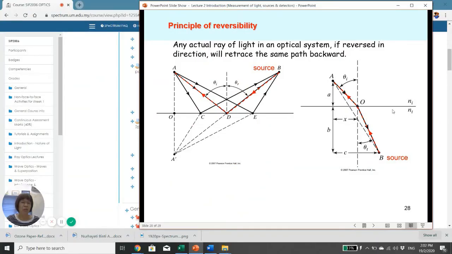If you look at transmission or refraction, we have A as the source of light. The ray comes from here, enters at point O into the second medium, and reaches point B where you get the image. On the other hand, if this image point becomes the source, the ray follows the same path and reaches point A. That is the principle of reversibility. The ray will retrace its path.